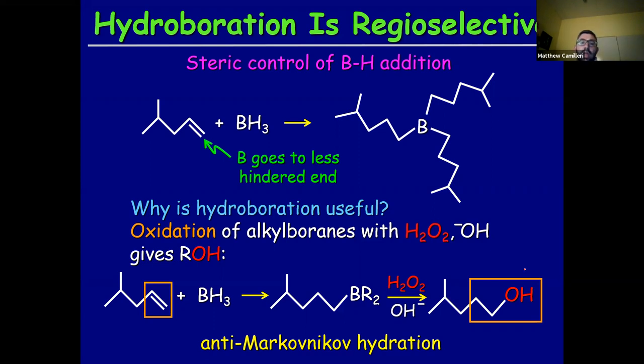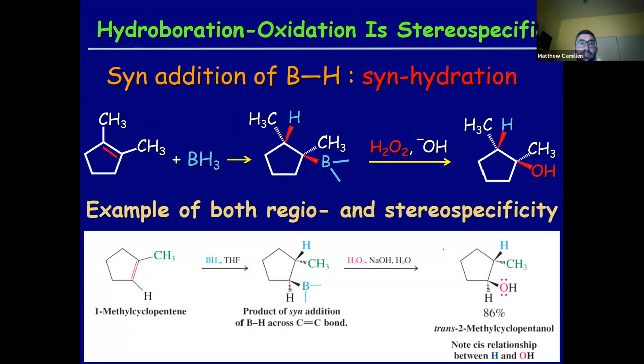Okay, then you can oxidize it with H2O2 and you will get your alcohol. Now, let's see what happens. Wherever you add the boron, you will end up having the alcohol. And the boron follows Markovnikov's rule. Because the boron follows Markovnikov's rule, when you change the boron into the alcohol, it will look as if it is going to be the anti-Markovnikov's product. Okay? And here you can see the whole step.